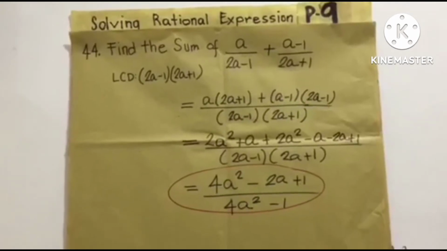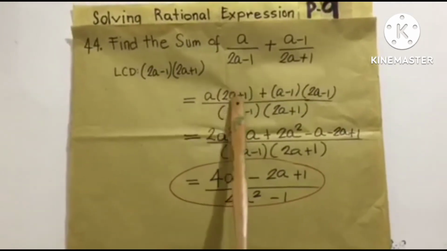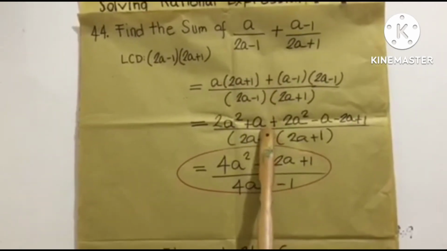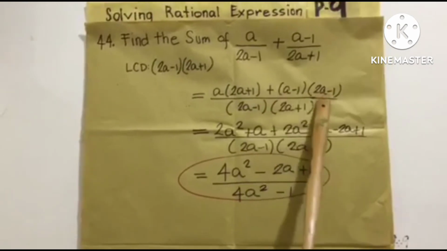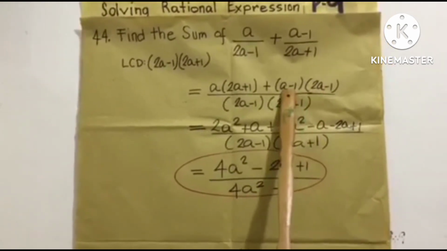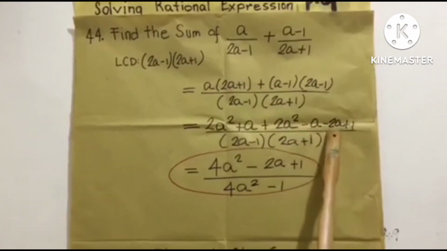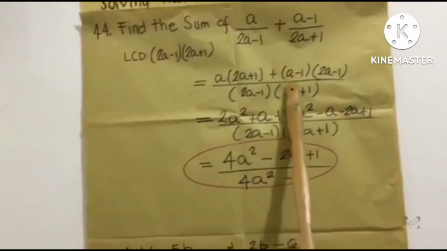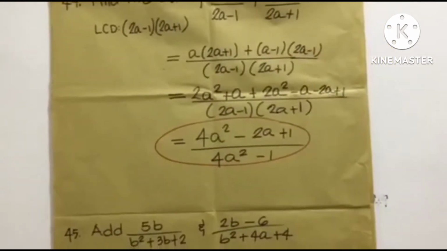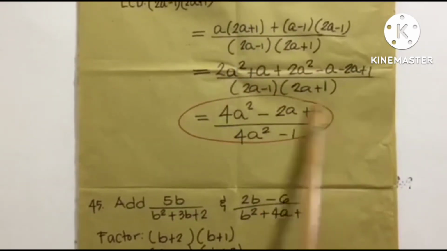And then we're going to simplify. a times 2a equals 2a squared. a times 1 equals a. Then positive, copy. a times 2a equals 2a squared. 2a minus 1 times 1 equals negative 2a. Then a times negative 1 equals negative a. Then negative 1 times negative 1 equals positive 1. Then copy only the denominator.